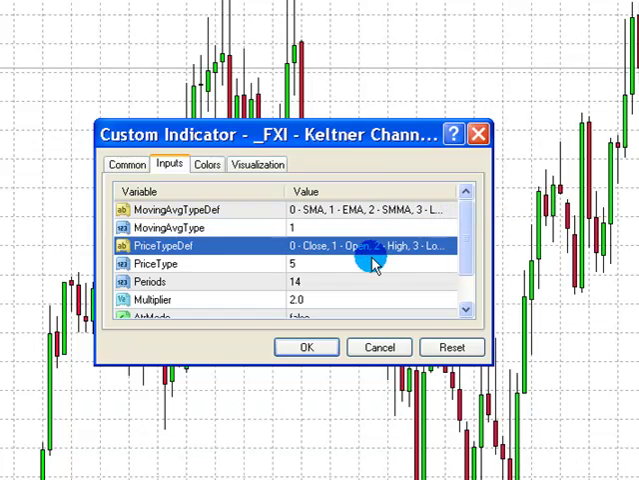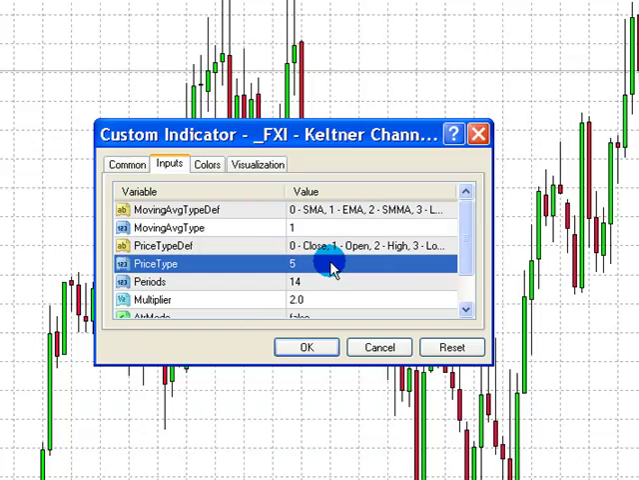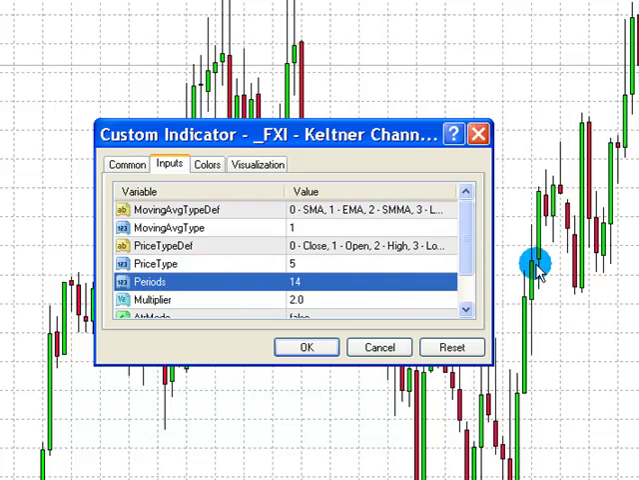We'll then walk you through the other things. Price type def defines the price that we will be calculating for the midline, the close price or the high or the low. We like 5, which is the typical price, being the high plus the low plus the close divided by 3. Periods is the number of periods over which we'll be calculating our averaging.